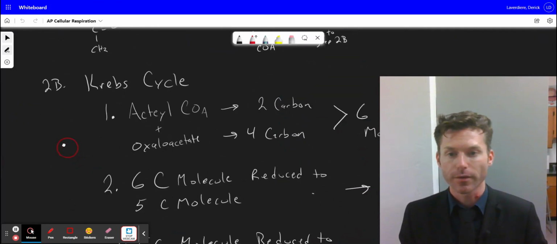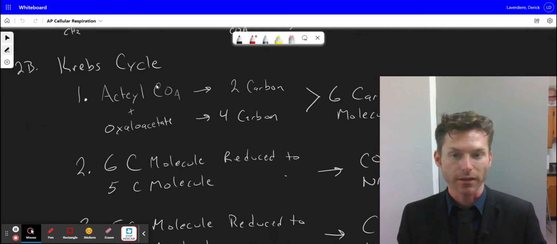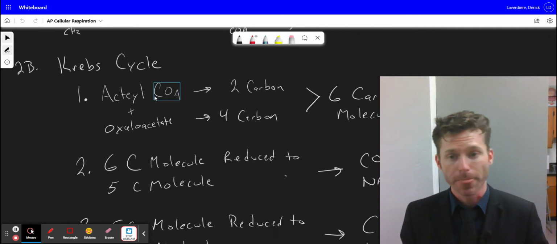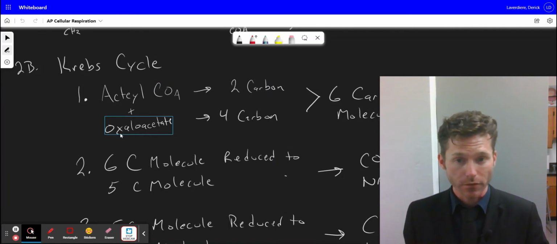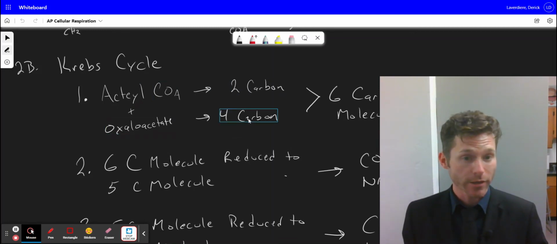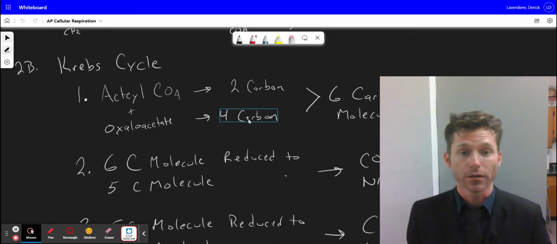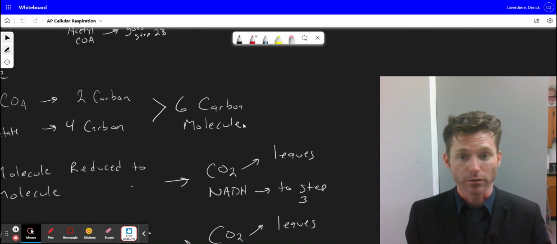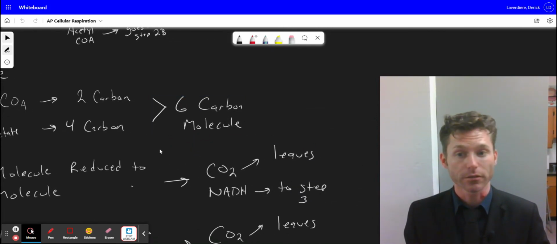So my Krebs cycle is taking acetyl coenzyme A, which I just made, and another molecule, oxaloacetate. My acetyl coenzyme A is a 2-carbon molecule. My oxaloacetate is a 4-carbon molecule. I slap them together to get a 6-carbon molecule. So this is basically the starting point of my Krebs cycle.